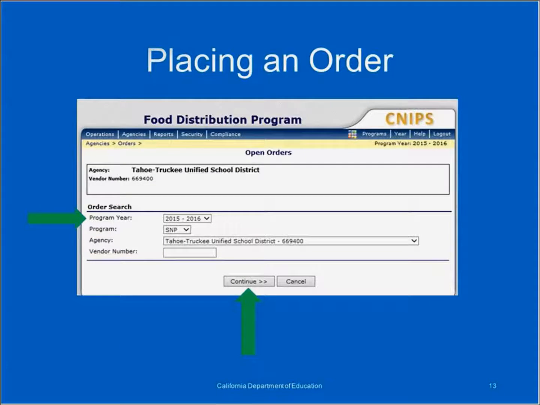The program year will display for the current school year. If you are placing an order for the upcoming school year, you will need to change the program year by selecting 2016-17 from the Program Year drop-down menu. Once you have the correct program year, you will need to verify that the S&P option is selected from the Program drop-down menu. After you select the appropriate order search criteria, select the Continue button as shown by the green arrow. This will take you to the Open Orders S&P page.